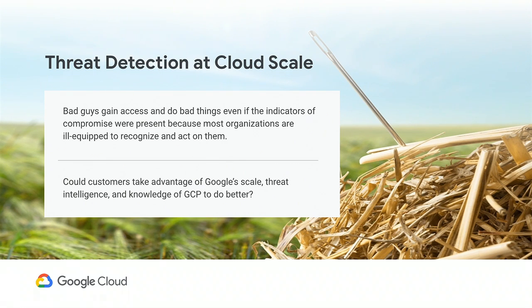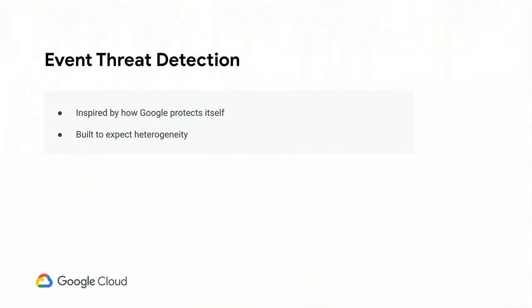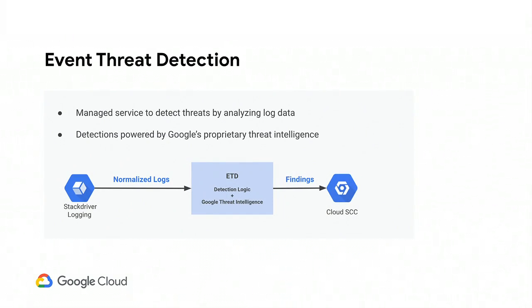So this is where we are with ETD. Event Threat Detection is what we're announcing. It's inspired, like many things here, by how Google protects itself, and it's built to expect the heterogeneity of the environments that you present us. So ETD today takes in logs from Stackdriver Logging, processes them with a combination of our knowledge of cloud and our threat intelligence that we develop by looking at the entire internet every day and using that knowledge to protect ourselves. And we give you findings that are very high quality in Security Command Center.